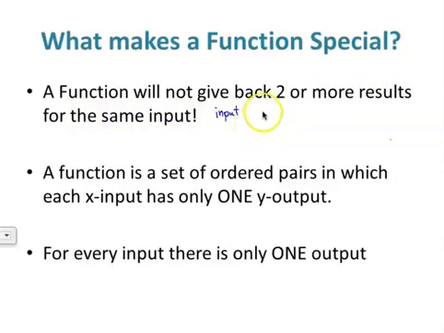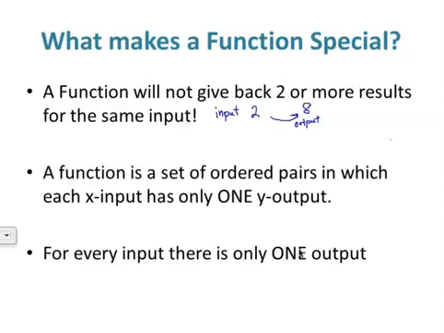That means that if we put a 2 into our function machine, we're only going to get one result out. So if we have an input of 2, let's say our output is 8, that would be the only output that we could have. We couldn't put in a 2 and also get a 9. For each input, there can only be one output. A function is a set of ordered pairs in which each x input only has one y output. So that's kind of what I just said there. For every input, there's only one output.